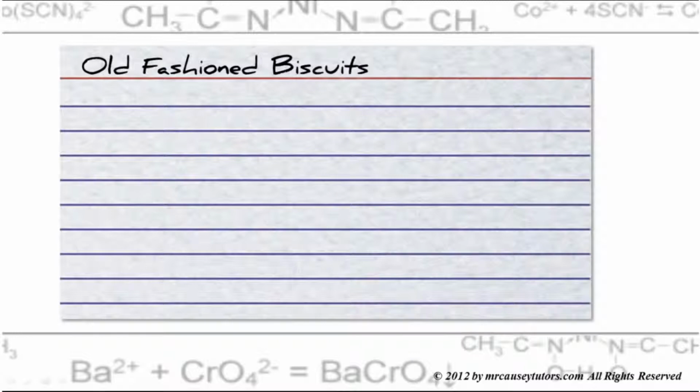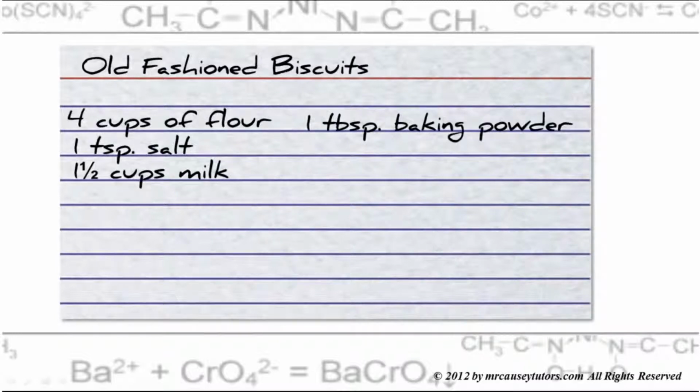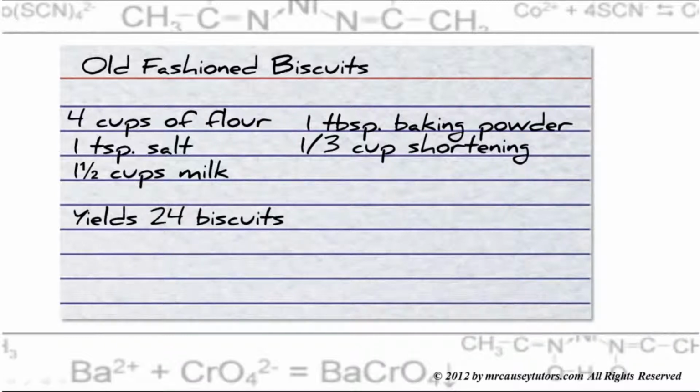And let's take a look at this old-fashioned recipe here. And if you're wondering, is that really for biscuits? Yes. It's my biscuit recipe. Makes some great biscuits. And if you look at that recipe, it's 4 cups of flour, 1 teaspoon of salt, 1½ cups milk, 1 tablespoon baking powder, 1/3 cup shortening, and it yields 24 biscuits. And so this recipe here is very much like what a chemical equation is.